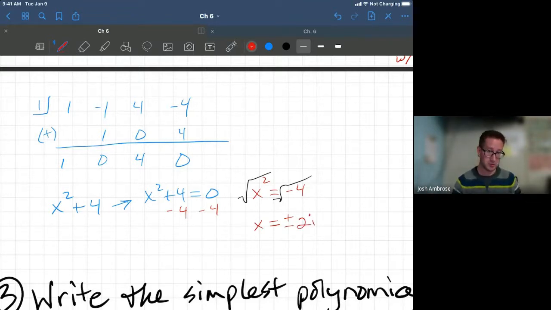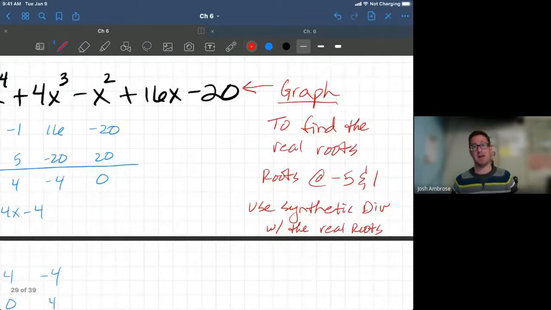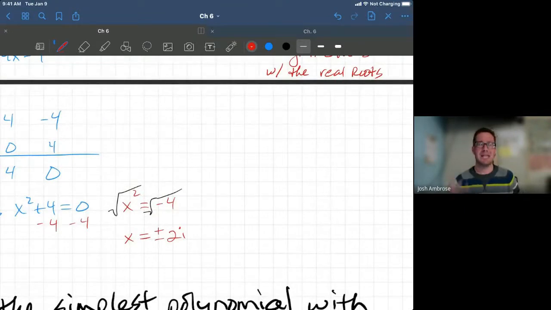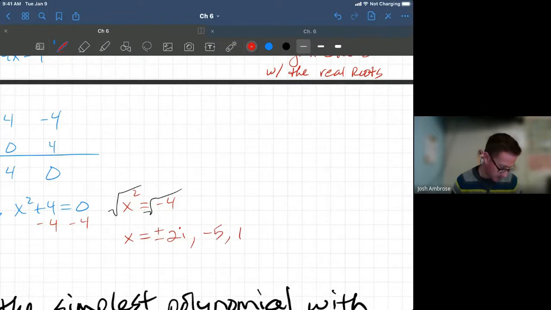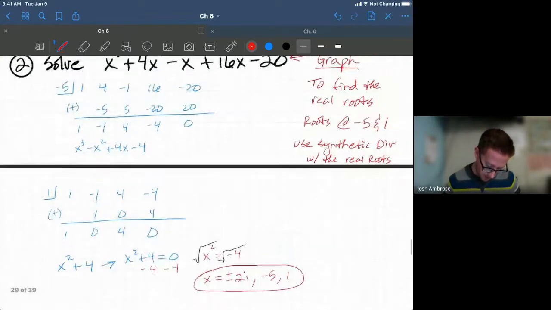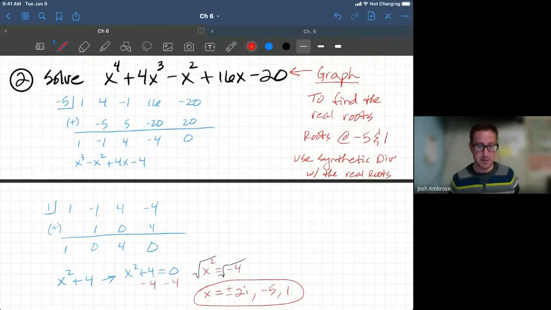It will also equal the values that we got right at the beginning, -5 and 1, because those are the real roots. And then we had to use synthetic division to get the complex roots. All right, so we have our values of plus or minus 2i, and then -5, and also +1. Those are our answers there. Okay, so here's kind of the breakdown, that whole problem right there. There we go, fits nicely onto the page.